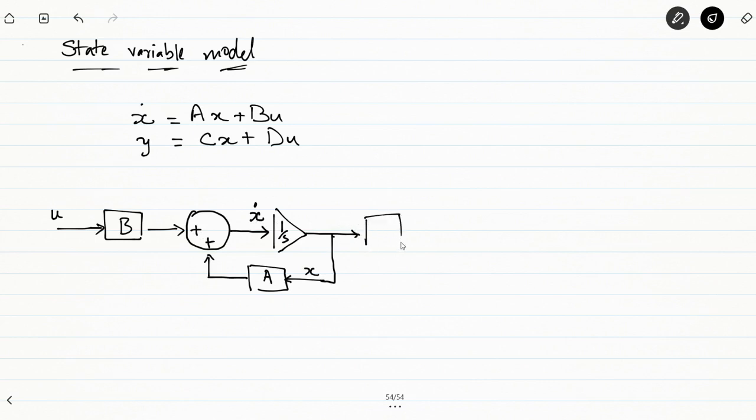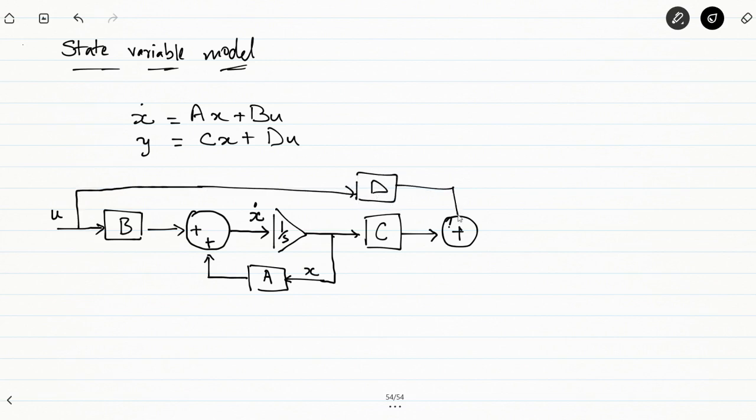So y is equal to, we already know this, we have obtained x. So this is y is equal to Cx, and it is going to lie in cascade with D times u. So in case we have to represent these two equations using block diagrams, we have this representation where we'll be getting x dot equal to Ax plus Bu and y will be equal to Cx plus Du.